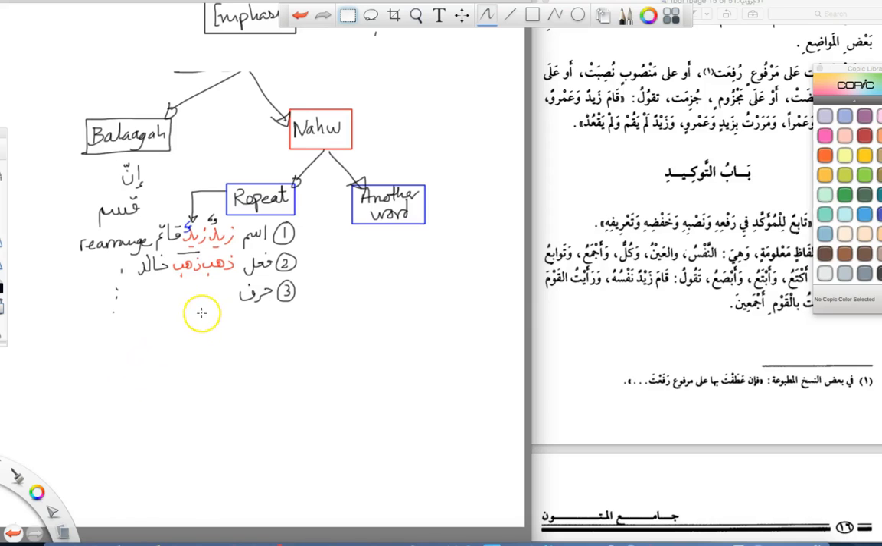Okay, so ذهب, ذهب خالد. So notice what I've done? Repeated the verb again. Yeah, repeated it. So this is the repetition.